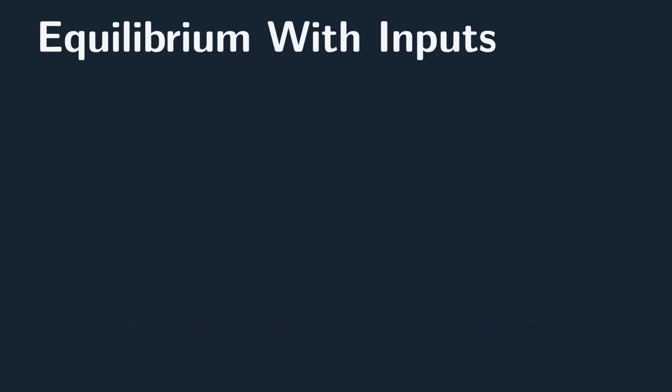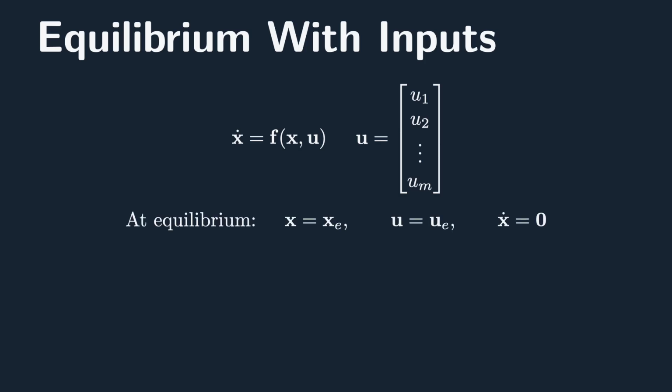We can also include inputs in the state space model. In that case, we write the model as x dot equals f of x, u. The input may also be a vector, containing input variables u1 up to um. With inputs, equilibrium depends on both the state and the input. At equilibrium, the state is xe, the input is held constant at ue, and the state derivative vector is 0. So the equilibrium condition becomes f of xe, ue equals the zero vector. This means the equilibrium is a state-input pair, xe, ue.